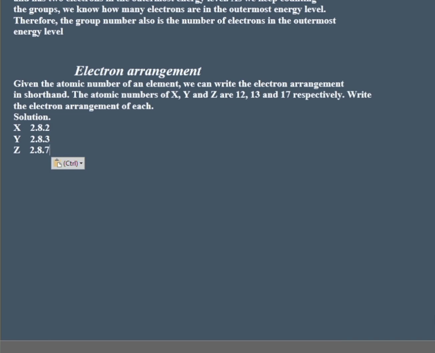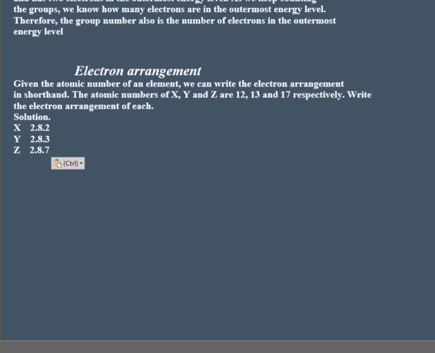Now, X will be 2, 8, 2, Y will be 2, 8, 3, and Z will be 2, 8, 7. All these 3 elements are in period 3 because each has 3 energy levels. Then X is in group 2 because it has 2 electrons in the outermost energy level. Y is in group 3, having 3 electrons in the outermost energy level. Z is in group 7.